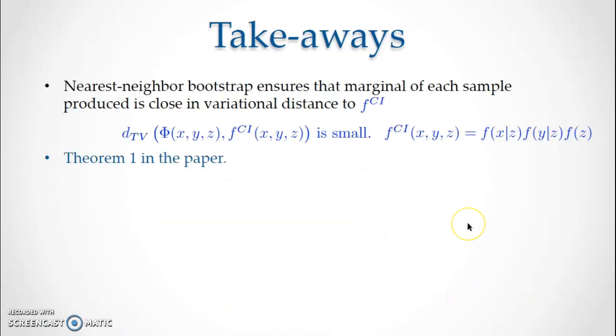Here are our key technical contributions. Let phi denote the marginal of one of the samples generated by our nearest neighbor bootstrap. We show that the distribution phi is close to the distribution f_CI in variational distance. This is theorem 1 in our paper.